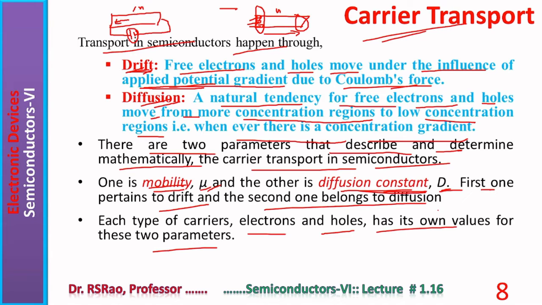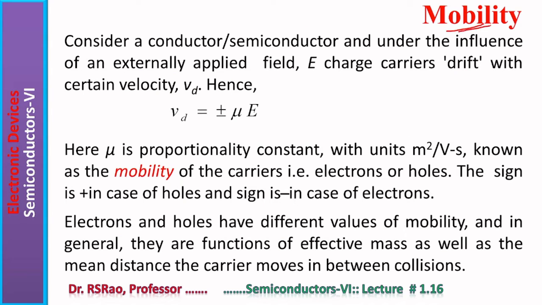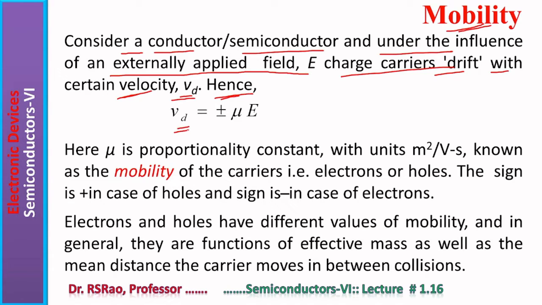A few points regarding mobility. Consider a conductor, a semiconductor, under the influence of an externally applied field E. Charge carriers then drift with certain velocity Vd. Hence, one can write Vd, drift velocity, is equal to plus or minus mu, some proportionality constant, multiplied by E.